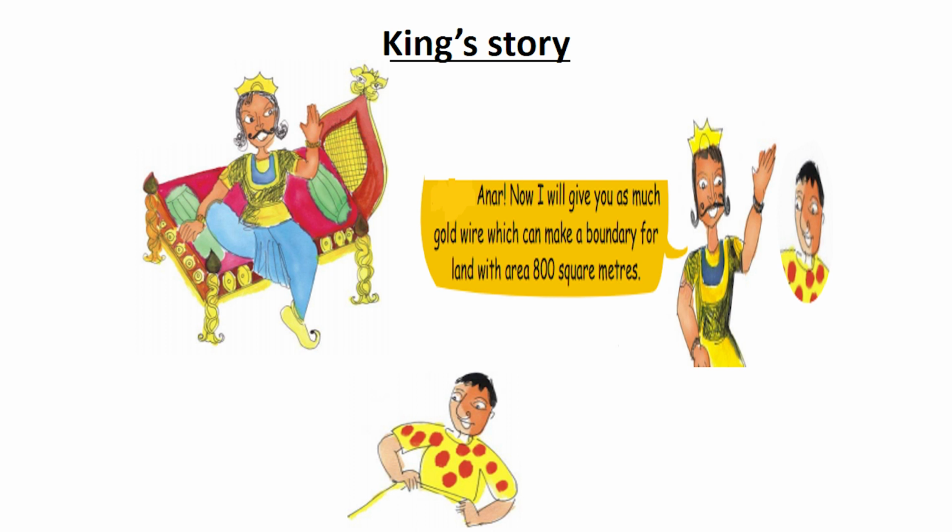King story. The king was very happy with carpenter Anar. He had made a very big and beautiful bed for him. So, as a gift, the king wanted to give some gold to Anar. The king told Anar, I will give you as much gold wire as can make a boundary for land with area 800 square meters.